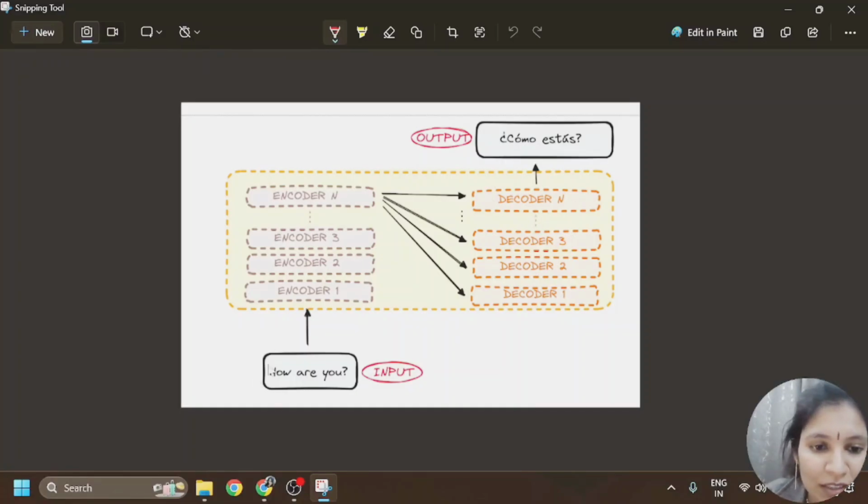Like if you pass "how are you" as an input, it goes through encoder 1, encoder 2, encoder 3, up to encoder n. Then we get the output of the encoders. This output becomes the input of the decoders, so we pass it into decoder 1, decoder 2, decoder 3, and decoder n. Here you can also see we pass the previous decoder's output. I hope you got it. And then we get our output, "cómo estás". This is the Spanish translation of "how are you".